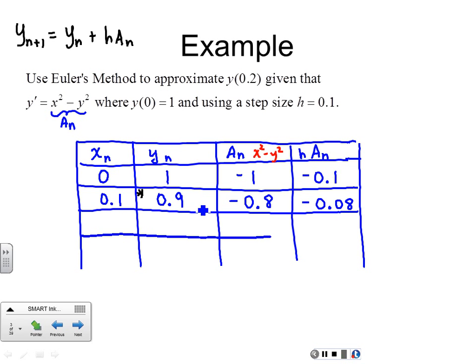We're almost done with this problem. We almost solved it. What's my next x value? 0.2, because you're just going to add your step size again. Okay, now Euler's method again. This is the hard step, remember. So y sub n plus 1, one more than this one, is going to be your previous y sub n. So 0.9 plus negative 0.08. Tell me what you get.